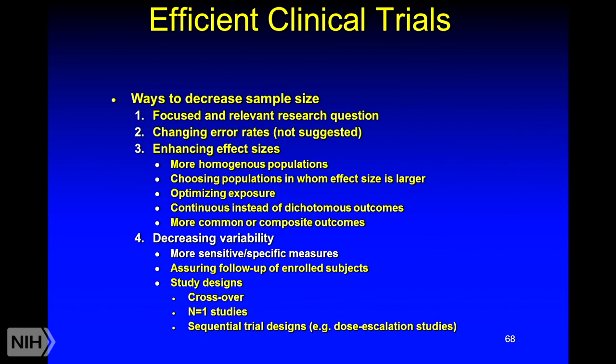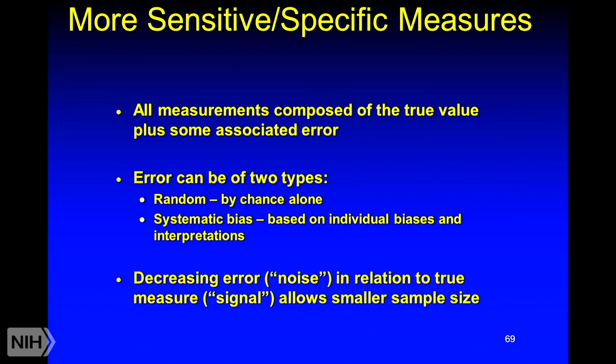So what are some ways to decrease variability? We talked about effect size, right? That was moving those curves further apart. On the other hand, decreasing variability is taking the width of that curve and making it narrower. That's the other way we could decrease the sample size of a study. So the first thing is to come up with better measurements. When you do a measurement, there is the true value and there's always some associated error with that measurement. Well, one way to make that better is to decrease the error.